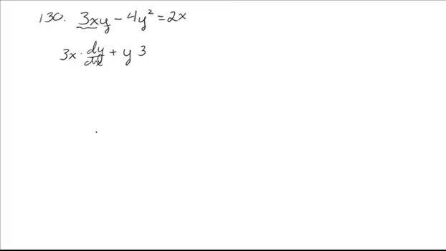Now we'll do the derivative of minus 4y squared. This is a chain rule. So we're going to use our power rule, bring the 2 out front, so that's a minus 8y, decrease the power by 1, and then multiply by the derivative of the inside, or multiply by the derivative of y with respect to x, which is dy/dx.